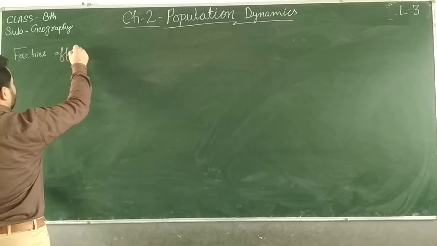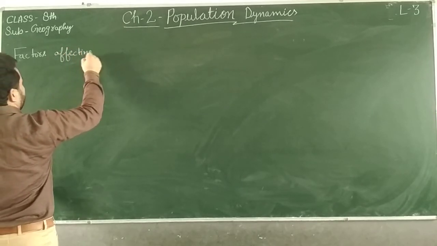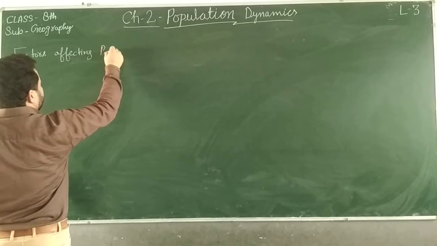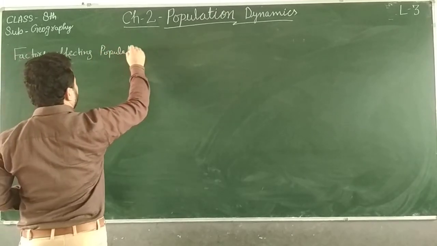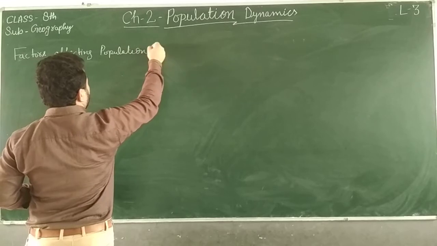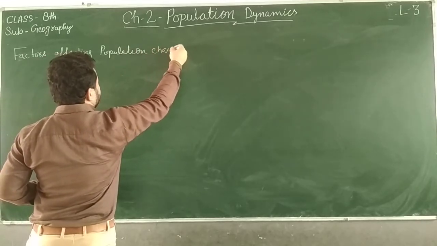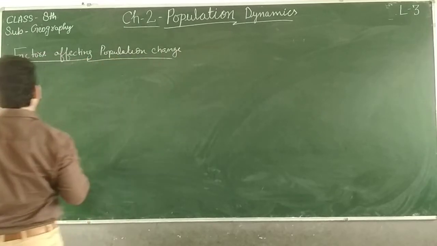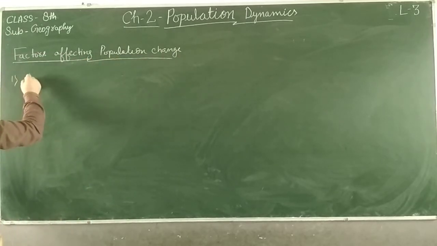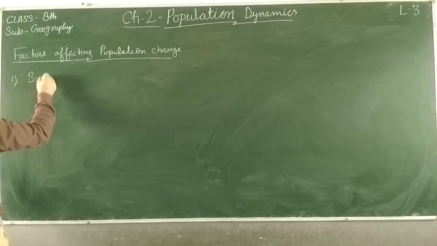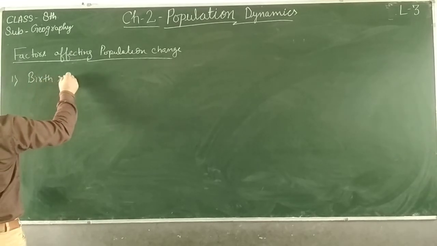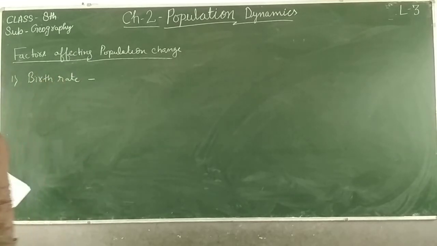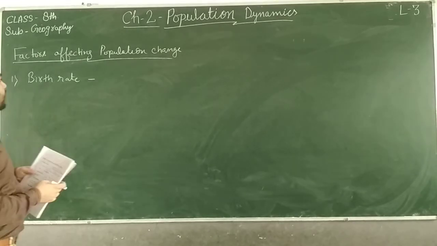Factors affecting population change. So there are various factors which change the population of a place. Like, the first one is birth rate. What is the rate of birth? So what is birth rate?